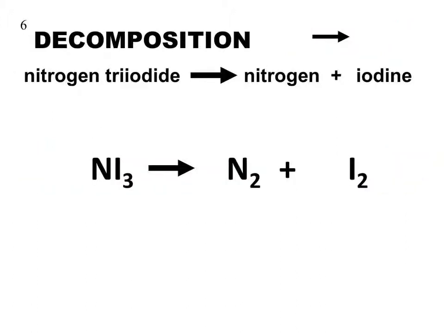And the final one that you're going to have for decomposition, you have nitrogen triiodide and breaks down to nitrogen and iodine. If we do the final balancing of this equation, go ahead and pause it and press play again. You should end up with the following balanced equation: 2 nitrogen triiodide, 1 nitrogen, and 3 iodine.